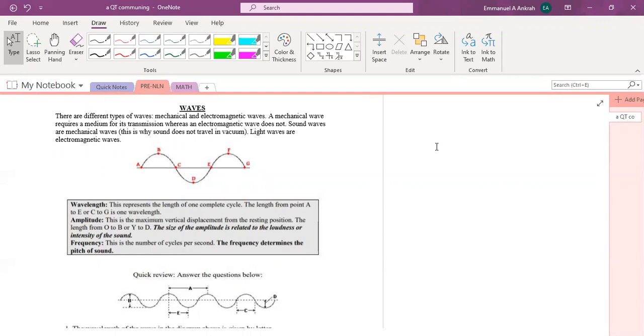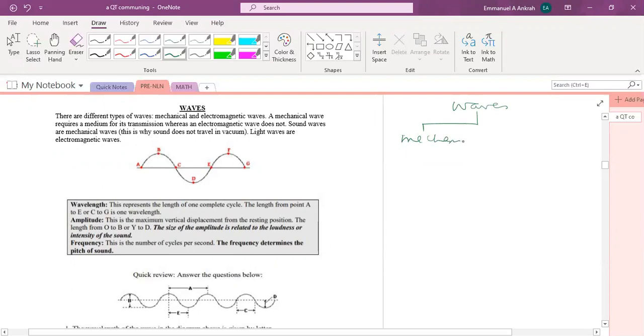Sound waves are mechanical waves. This is why sound does not travel in vacuum. And then light waves are electromagnetic waves. So light can travel in vacuum, right? So two types: mechanical waves and electromagnetic waves. Those are types of waves.